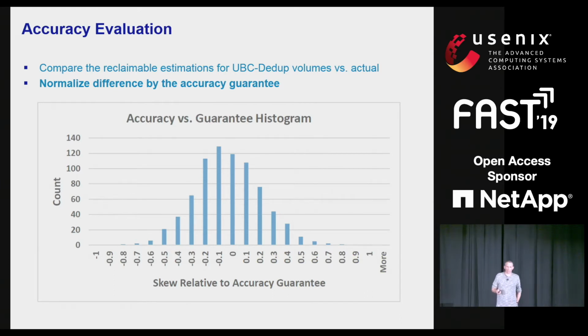Evaluation of accuracy. I always like a nice bell-shaped histogram. So we got that. What I'm showing you here is 768 volumes in the UBC set. We did the estimation for the reclaimable for all of them, and we normalized it by the accuracy guarantee. And what you can see is that with overwhelming probability, we're within 50% of the guarantee. In some cases, we got up to 80% of the guarantee. We're always well within the guarantee. So the guarantee really works, and we got a nice bell shape.